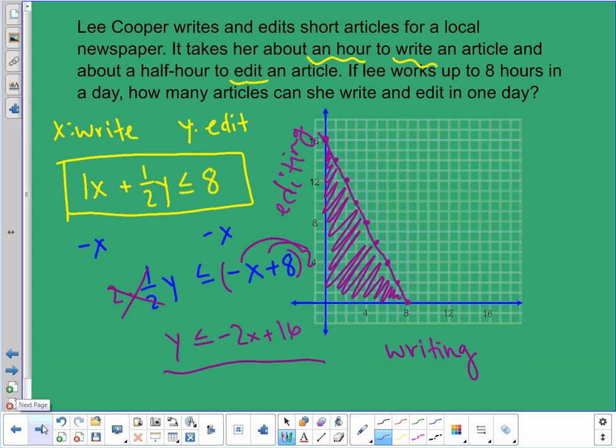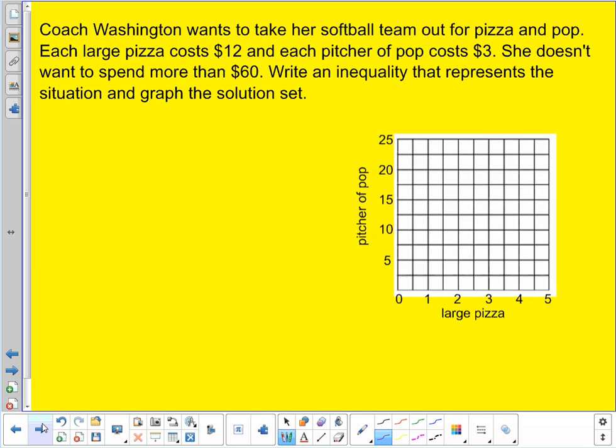All right. Let's flip over to the back and talk about the next 3 questions. So Coach Washington wants to take her softball team out for pizza and pop. Each large pizza costs $12 and each pitcher of pop costs $3. She doesn't want to spend more than 60 bucks. Write an inequality that represents the situation and graph the solution set.